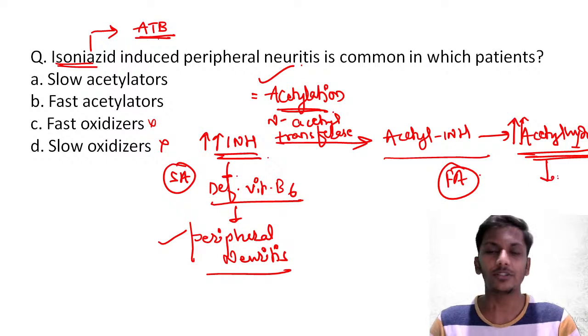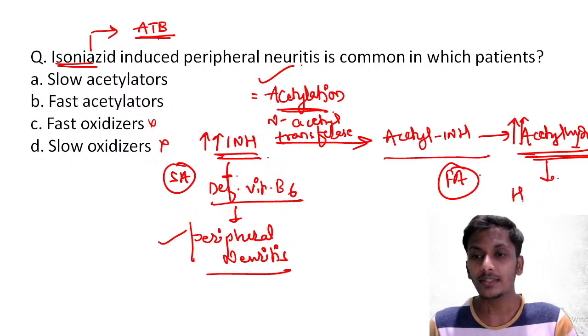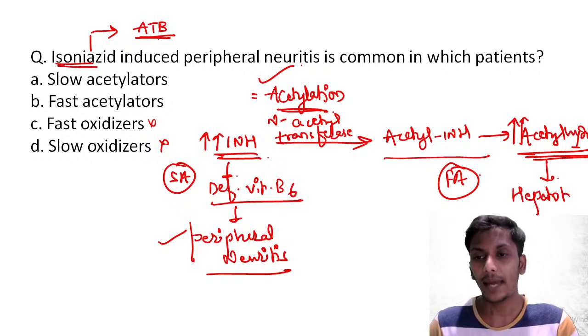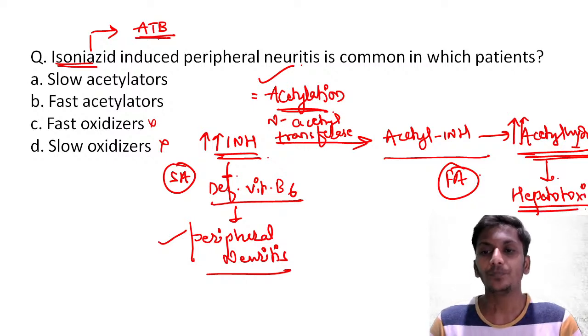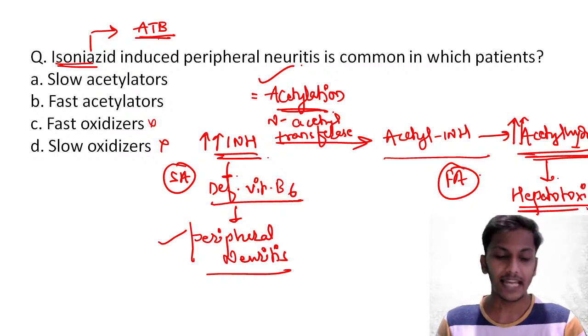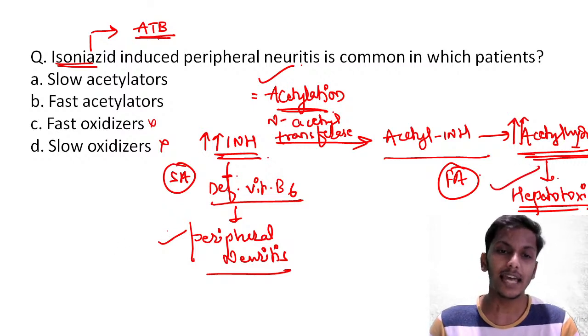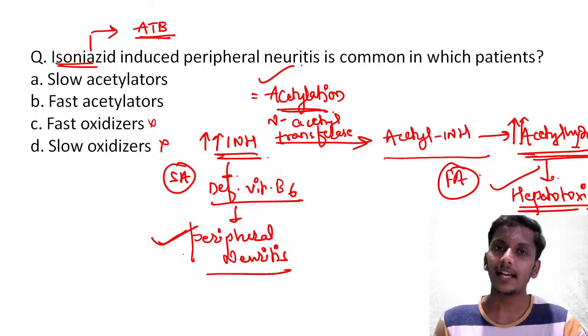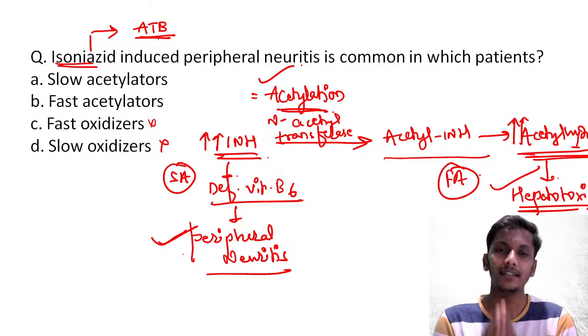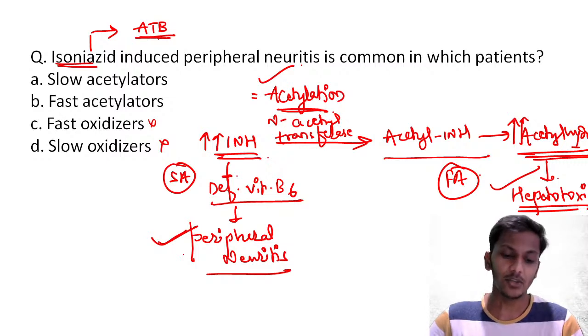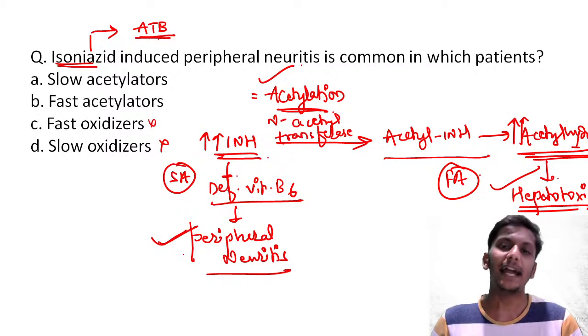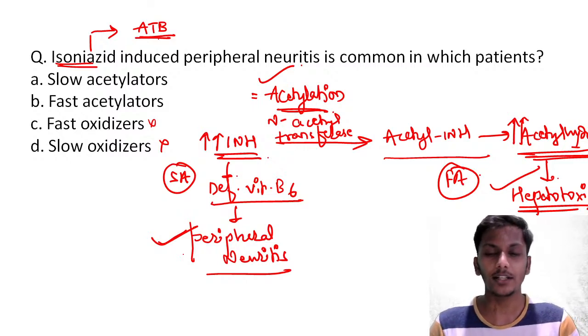And acetyl hydrazine is a metabolite product which is hepatotoxic. So please remember, in fast acetylators, the side effect seen is hepatotoxicity, and in slow acetylators, the side effect seen is peripheral neuritis. Neither too much nor too little is good, it should be in a proportion. So please remember, slow acetylators, peripheral neuritis; fast acetylators, hepatotoxicity. I hope you have understood this.